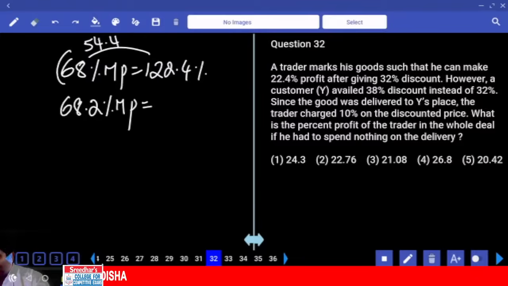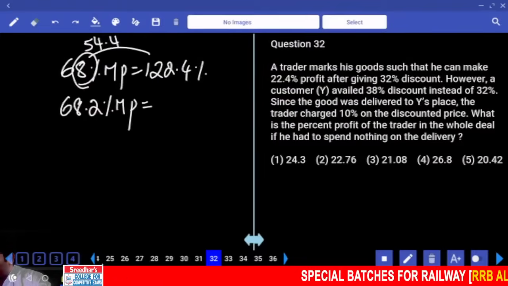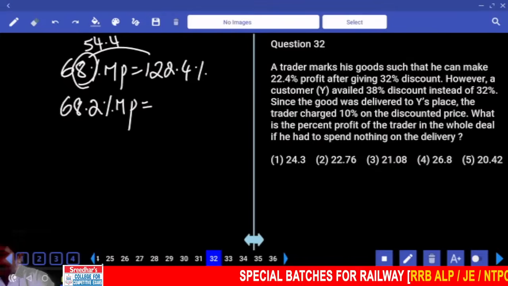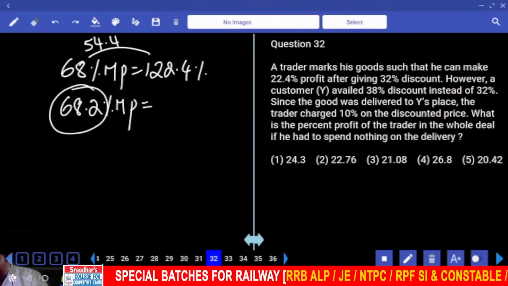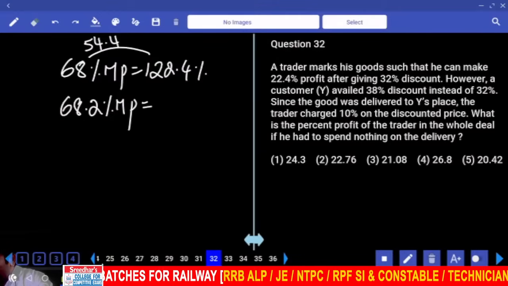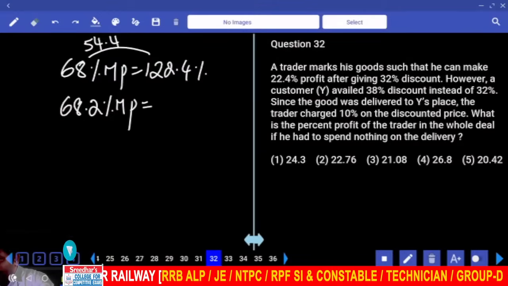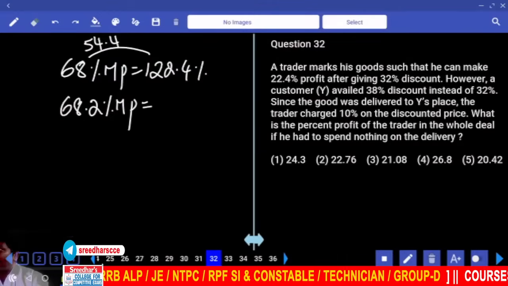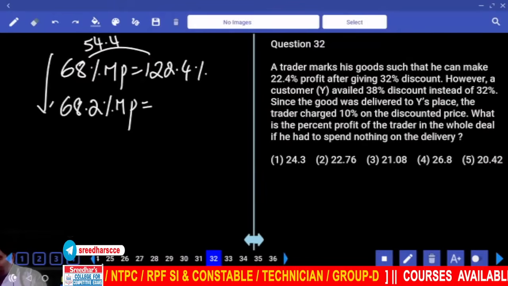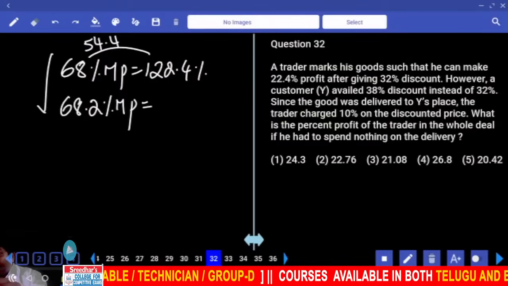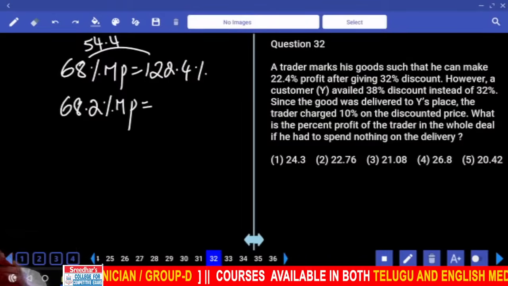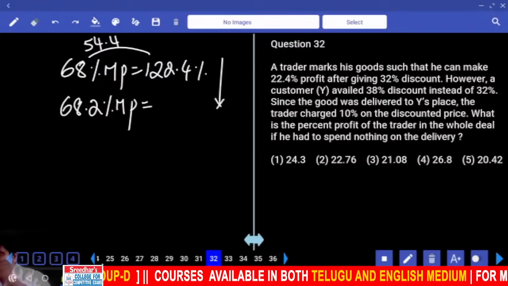Cross check. 6.8 into 8: 0.8 into 8 is 6.4, 6 into 8 is 48, so 54.4. Correct? So on this number also we have to calculate 80%. Are you fine? Instead what we can do is, what is the difference between both the numbers? Upon 0.2, if you can calculate 80%, you can directly add that to 122.4.